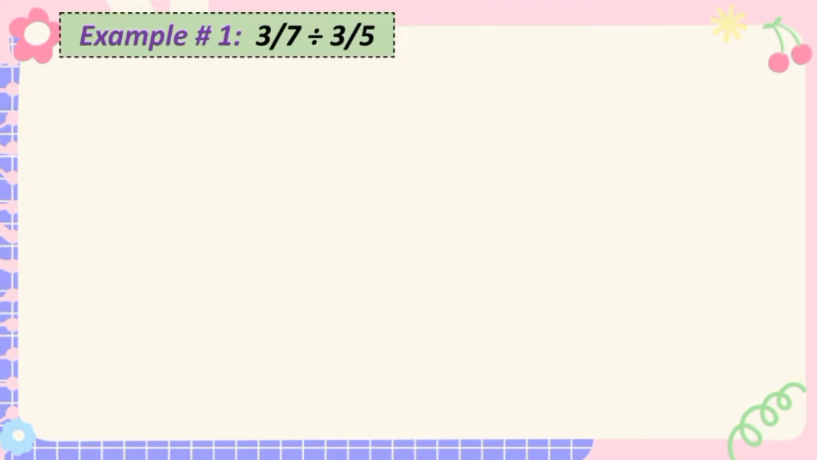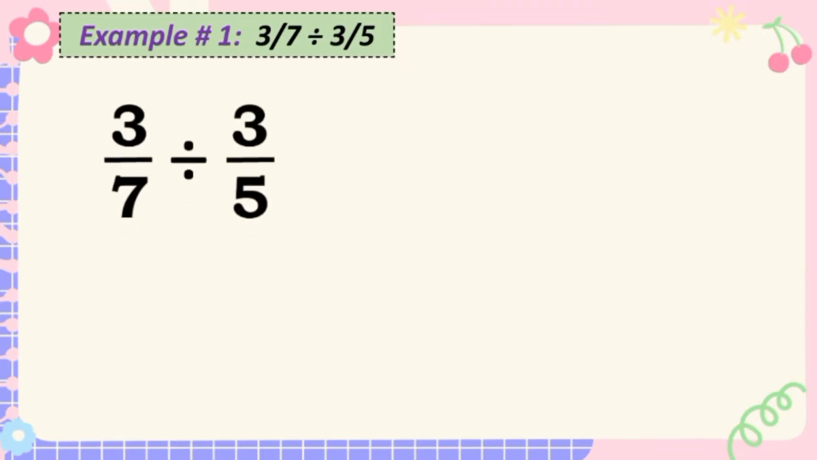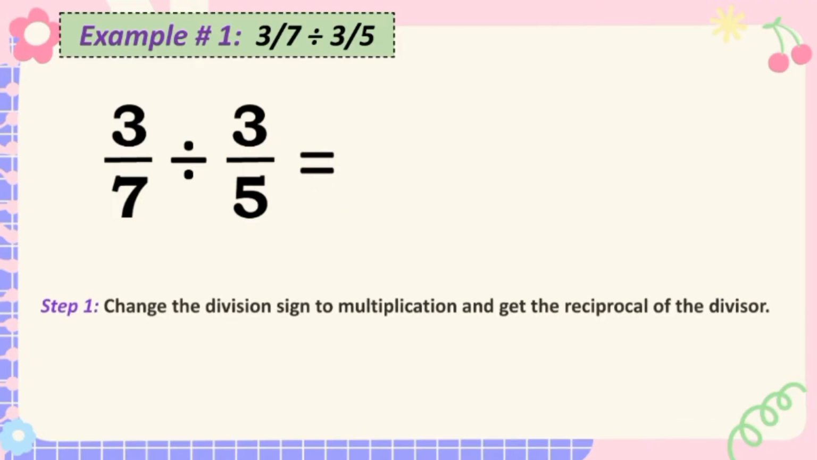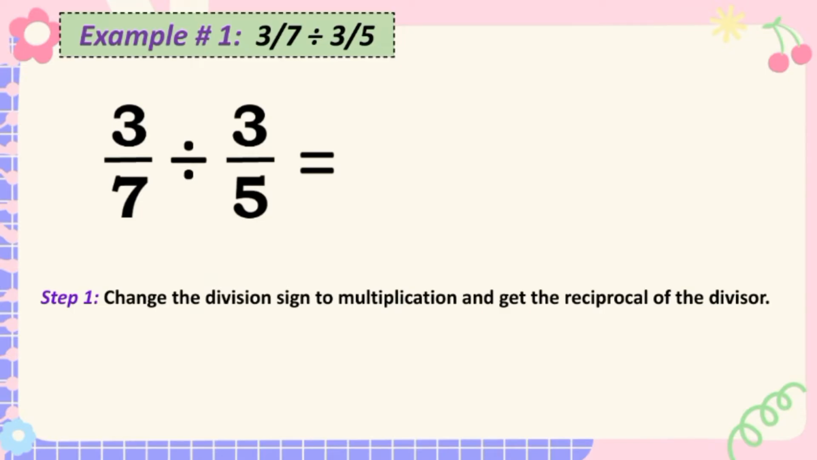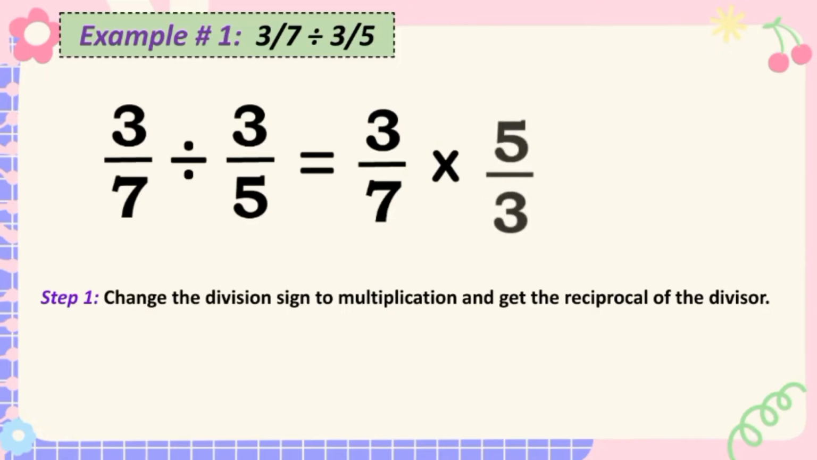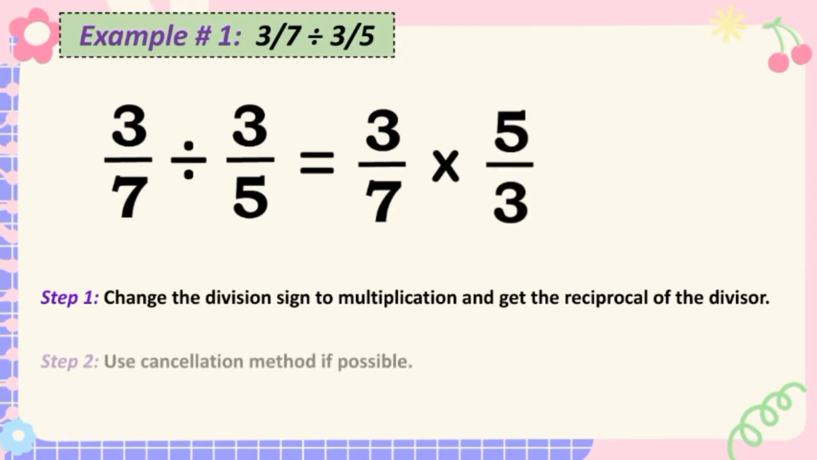Example number 1. 3/7 divided by 3/5. Ang 3/7 at 3/5 ay parehong simple fractions. To get the quotient, we have Step 1. Change the division sign to multiplication and get the reciprocal of the divisor. So, kopyahin natin ang 3/7. Yung divide, magiging times. And then, yung reciprocal is the multiplicative inverse or baliktarin lang po ang 3/5. So, magiging 5/3.